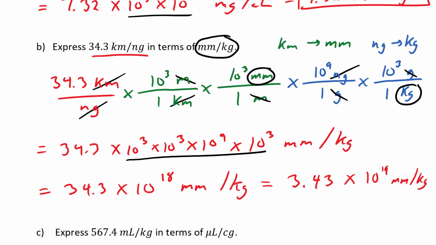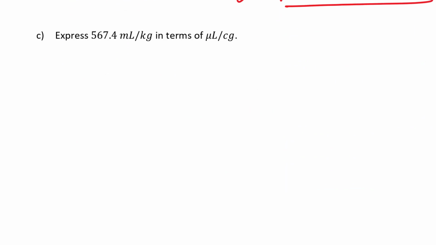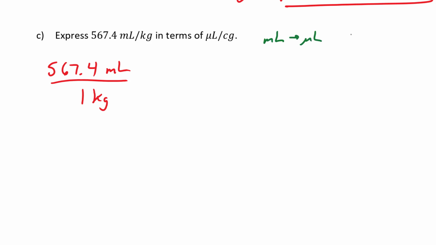Millimeters per kilogram. Done. Don't forget to put your answer in proper scientific notation at the end. 567.4 milliliters per kilogram. We're going to go from milliliters to microliters, and then we're going to go from kilograms to centigrams. Let's work that out.